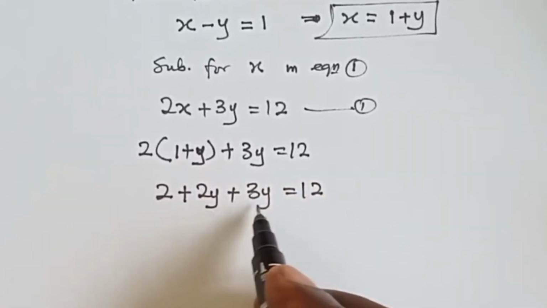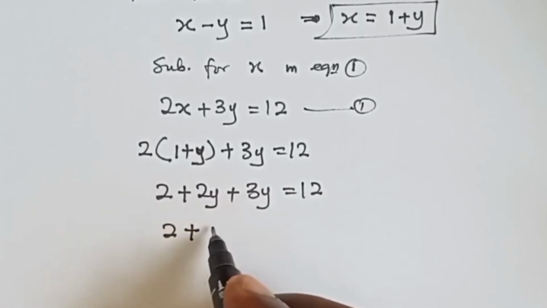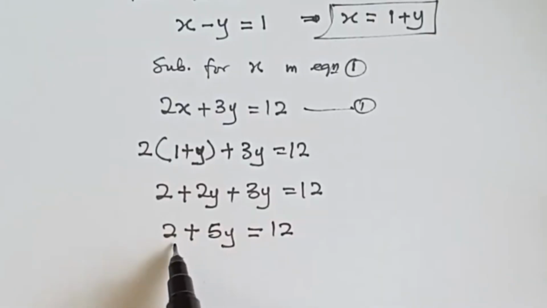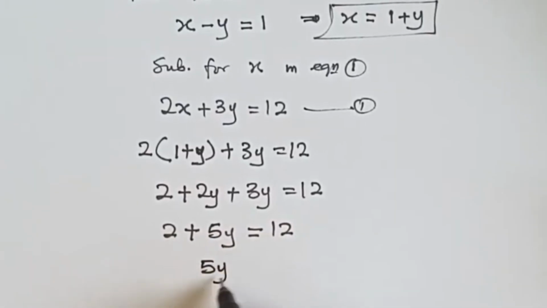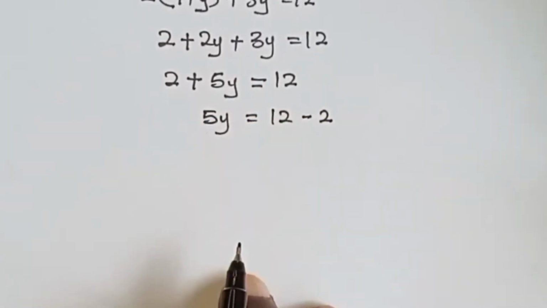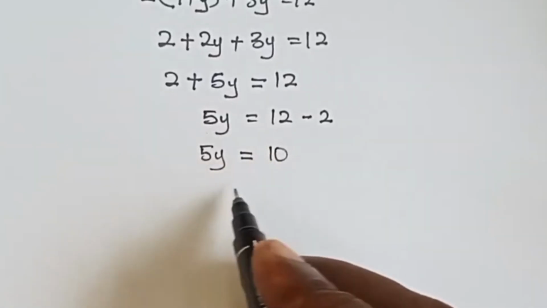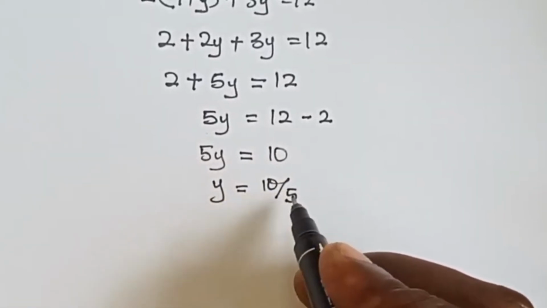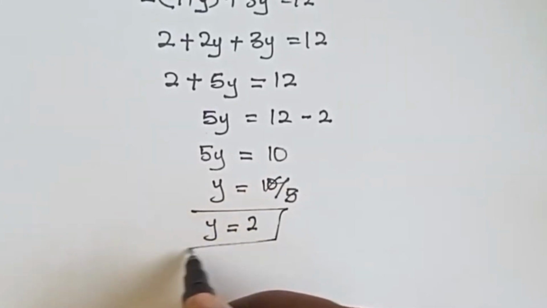These are like terms. 2y and 3y are like terms. Then I'll put them together. 2y plus 3y gives 5y equals 12. Then I will take the 2 to the other side. This 2 is a constant, 12 is a constant. 5y equals 12 minus 2, and 12 minus 2 is 10. So we have 5y equals 10. And how do you find y? y equals 10 divided by 5. Then y equals 2.